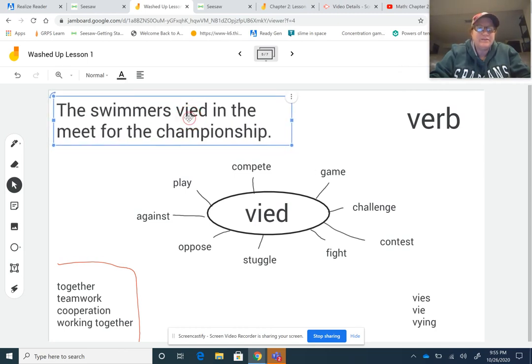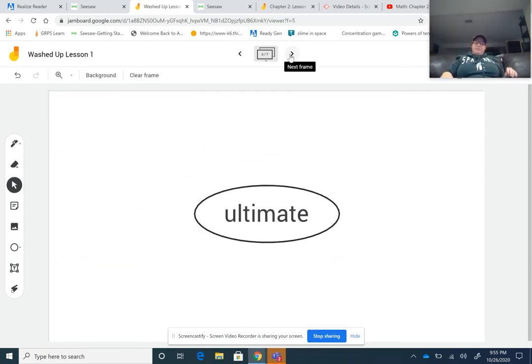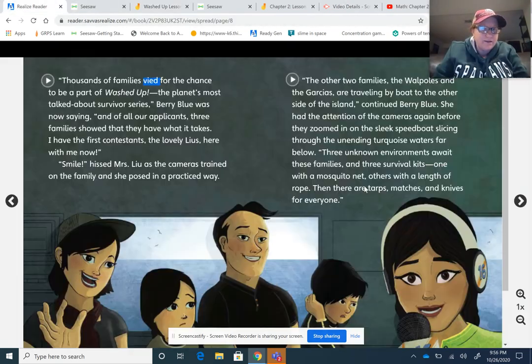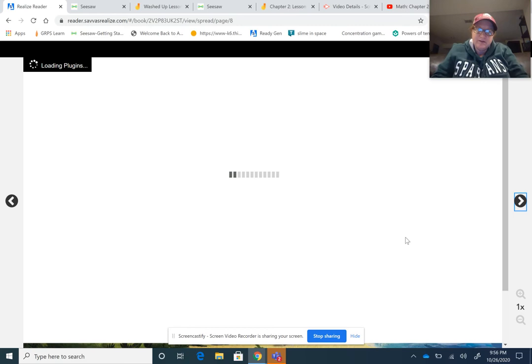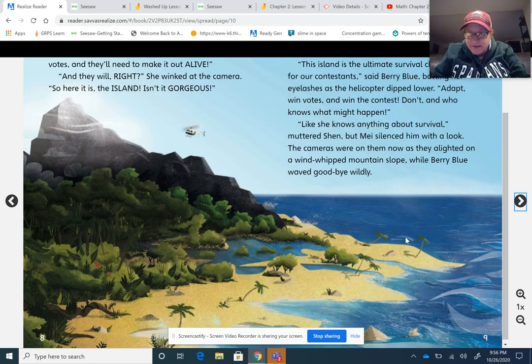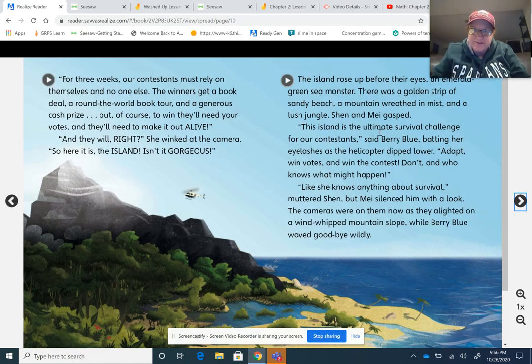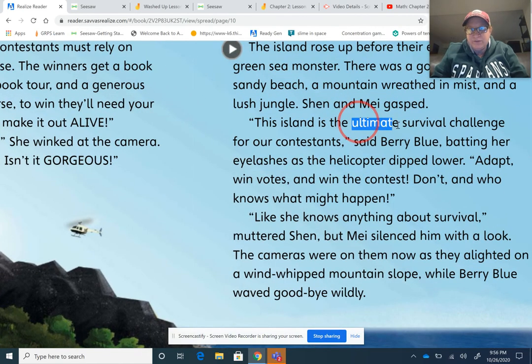All right. And then we have the last one, which is ultimate, and that's on page 9. I think 9 is here. Let me just double check. Load faster, please. All right, ultimate. There it is. The island is the ultimate survival challenge for our contestants, said Berry Blue, batting her eyelashes as the helicopter dipped lower. So ultimate. This island is the ultimate survival challenge. So what does ultimate mean here?